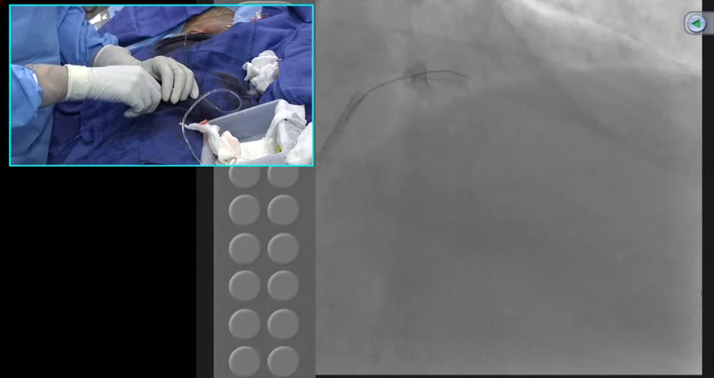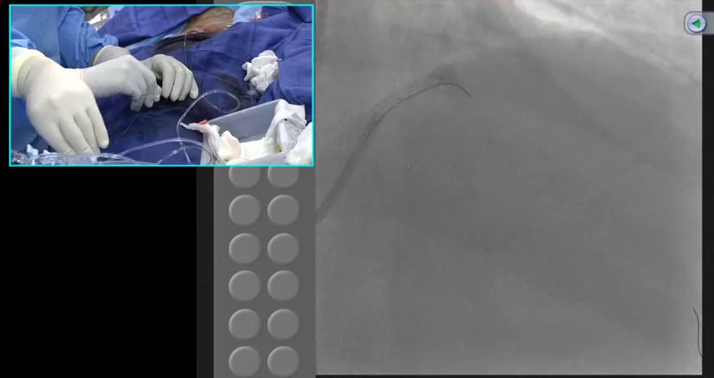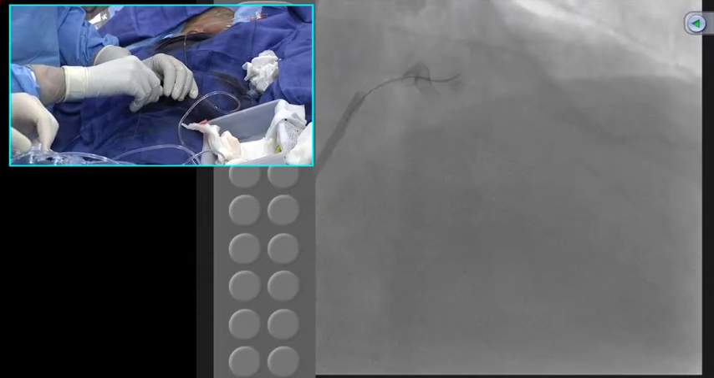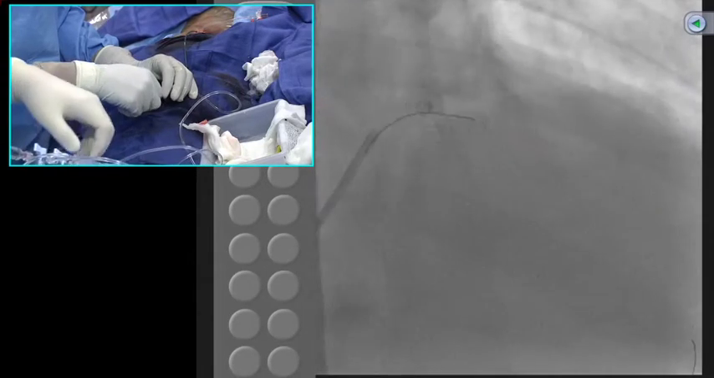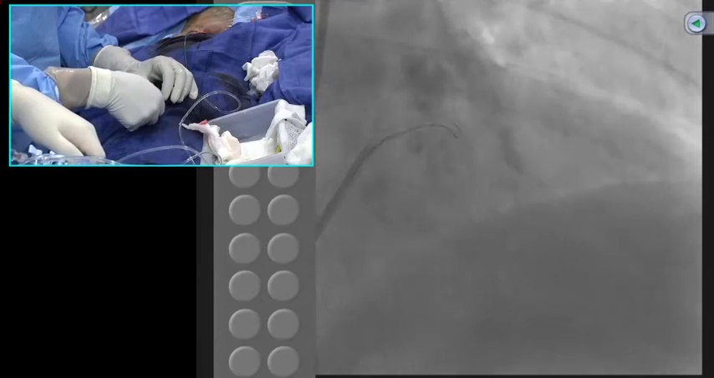What wire are you using for the diagonal? Yeah, this is the Fielder wire. The LAD has been done with the Runthrough, and then going with the Fielder. Of course, it's a very short proximal LAD and has to make a curve.